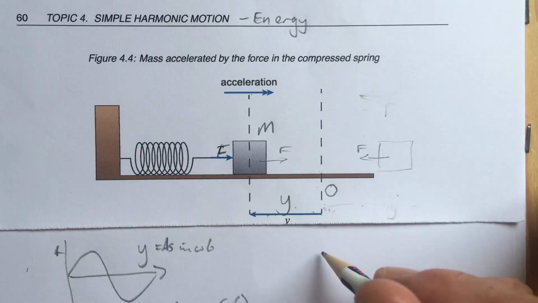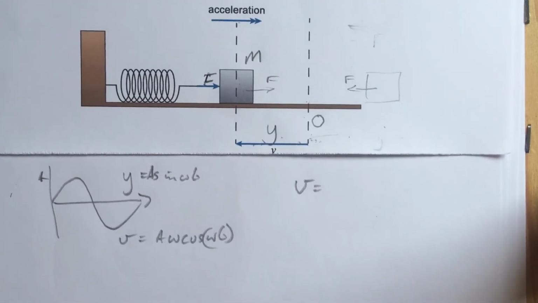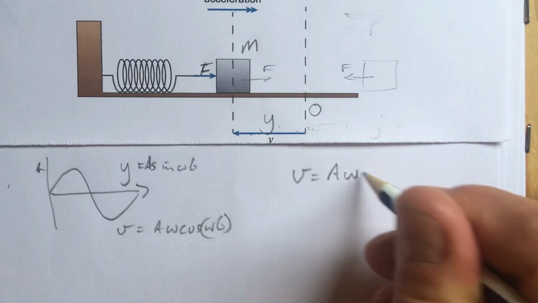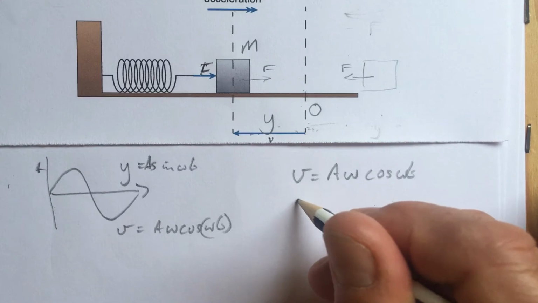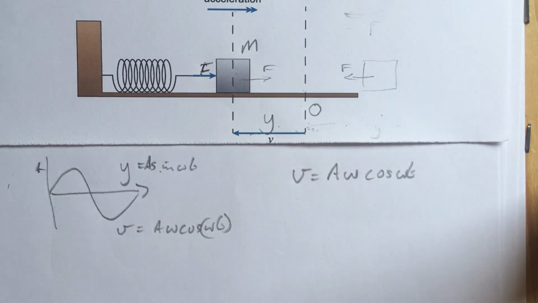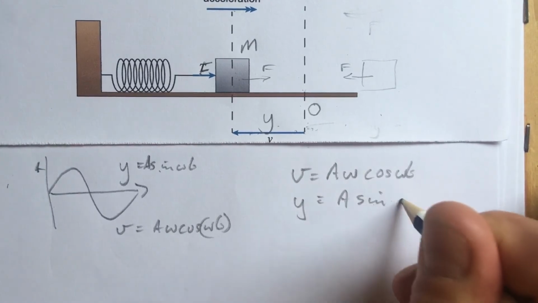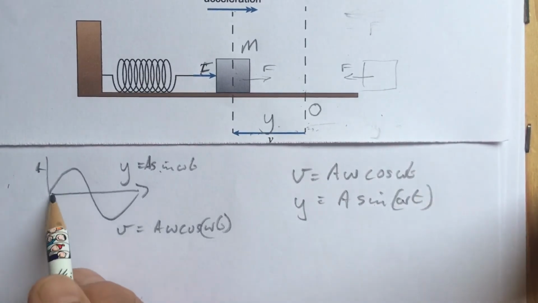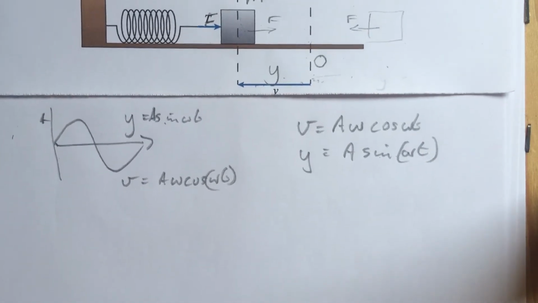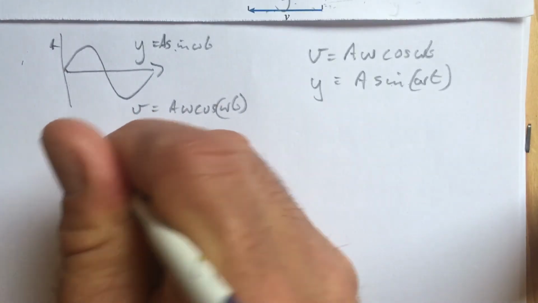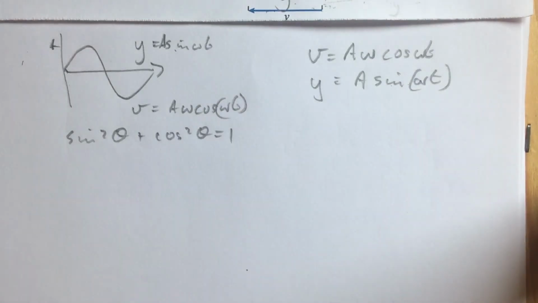So if we start with that, we've got the speed of something travelling with simple harmonic motion is a omega cos of omega t, where the equation of the displacement is a sine omega t, because that starts from 0 at time equals 0. We're going to be using the trig identity sine squared theta plus cos squared theta equals 1 that you should know from your maths.